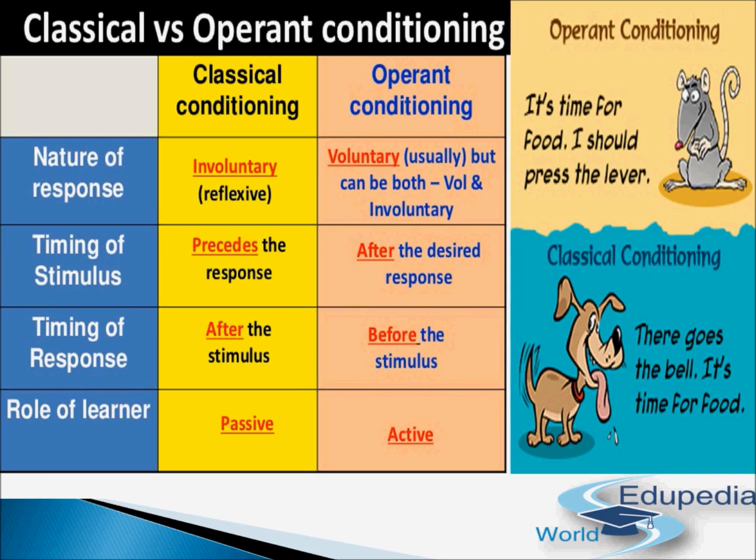Food is the reward. In classical conditioning, there goes the bell. It's time for food. So whenever the bell is there, he is associating it with the food. This is how we differentiate it. This table is explained by these two pictures very clearly.